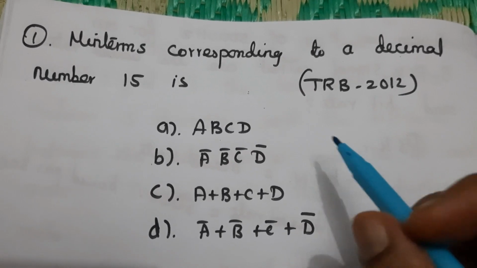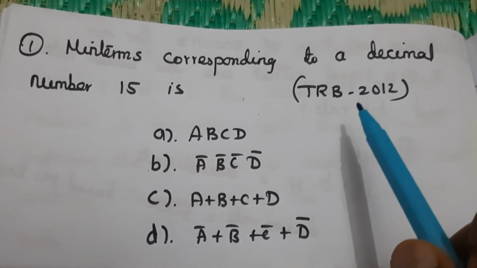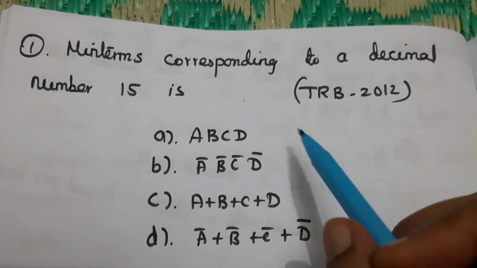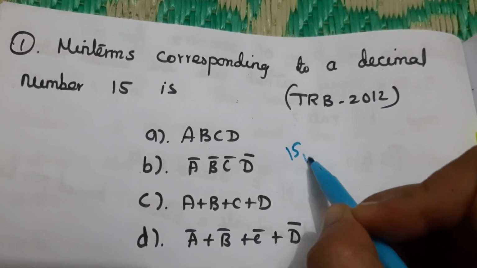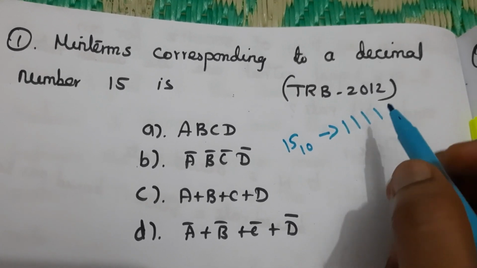The first question: the min term corresponding to the decimal number 15 is... This is a question from TRB 2012. We know the binary equivalent of 15 is 1 1 1 1.